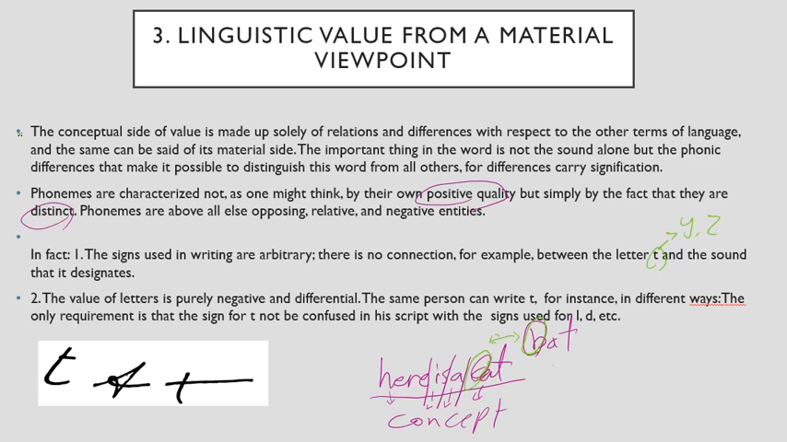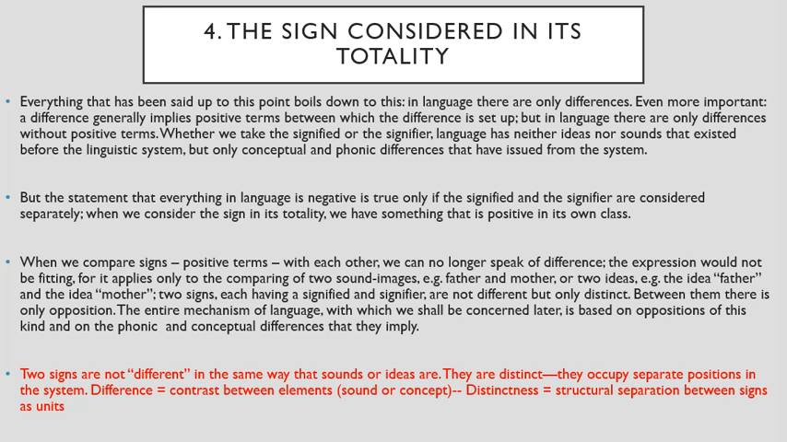So they become different only in relation to each other. If you understand that value is relational and related to differences, you can, I think, understand the whole thing. Understand that value controls signs, phonemes, and concepts. The value makes them what they are: different. Now, the sign considered in its totality.